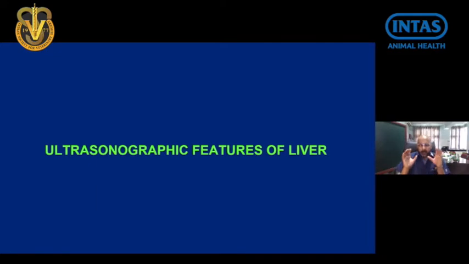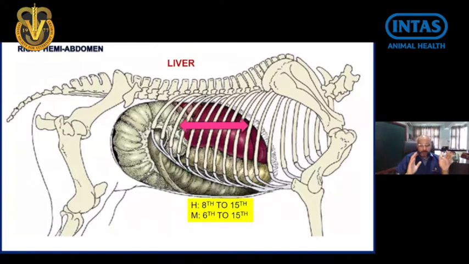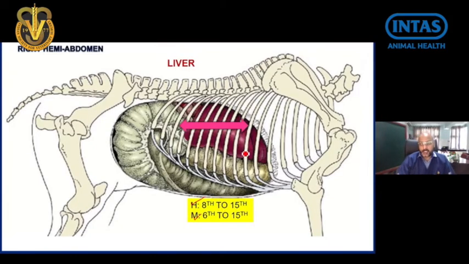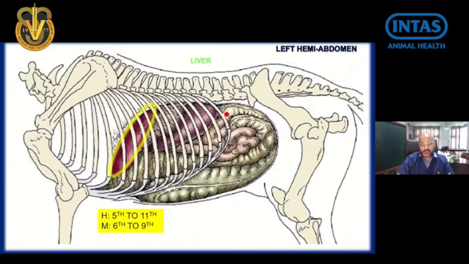Then I come to organ specific scanning, and we'll start from the liver first of all. When you see a liver, you always say it is in the right hemiabdomen. Part of it goes towards the left side also, but this is the liver here. H means horses, M means mules. These are the intercostal spaces, or ribs, which I have given: 8 to 15 and 6 to 15. This is the liver. When you do the scanning on this side, towards the left side, a part of the liver which goes towards the left side can also be scanned.